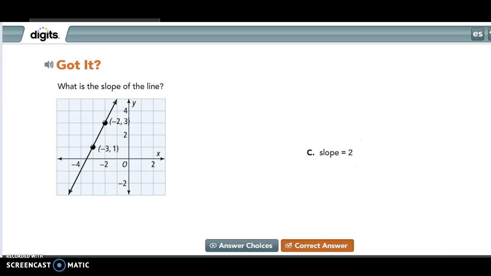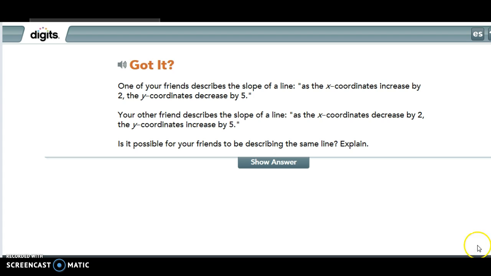All right. We're then going to go on to your next got it question. It says one of your friends describes the slope of a line as the x-coordinate increases by 2, the y-coordinate decreases by 5. Your other friend describes the slope as the x-coordinate decreases by 2 and your y-coordinate increases by 5. Is it possible for your friends to be describing the same line? Well, remember the ratio of y over x. So if we have that ratio, we can go ahead and see if your friends have the same line.